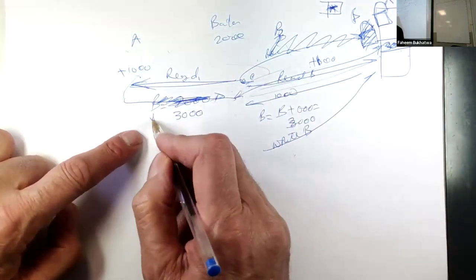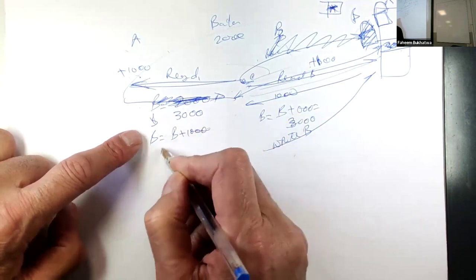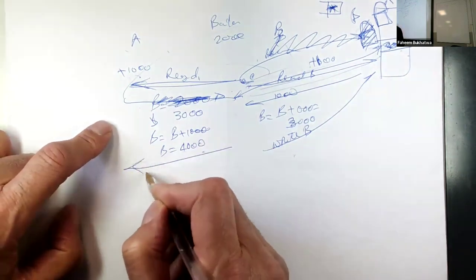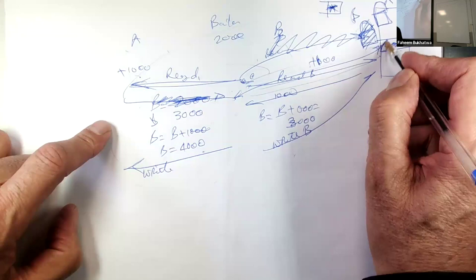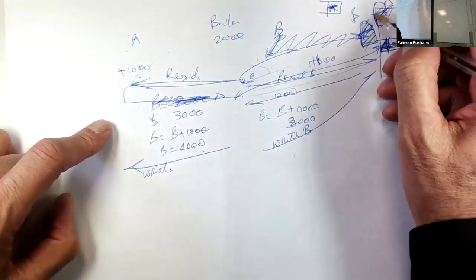We say the new balance equals the old balance plus 1,000. That means the balance now equals 4,000. Write it to the file. So it writes, overwrites the 3,000, becomes 4,000, and closes the file. That means remove the lock.